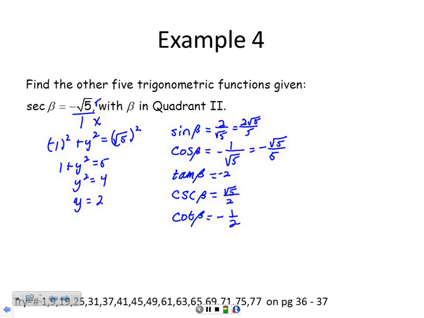Alright, so what I'd like you to do is try these problems on pages 36 and 37. If you have any questions, bring them into class.